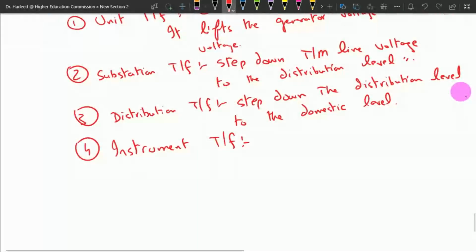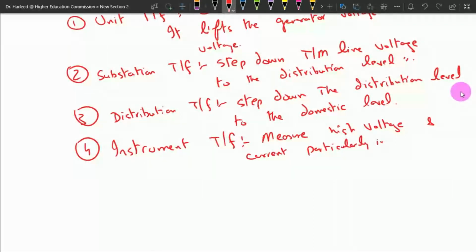What is this instrument transformer? You see, we have very high voltage on the transmission lines, which cannot be measured through any other practical device. Something around 500 kilovolt, it's insane to measure it through any of the handheld devices that we have. So instrument transformers are special types of transformers which are used to measure high voltage and current, particularly in a transmission line.